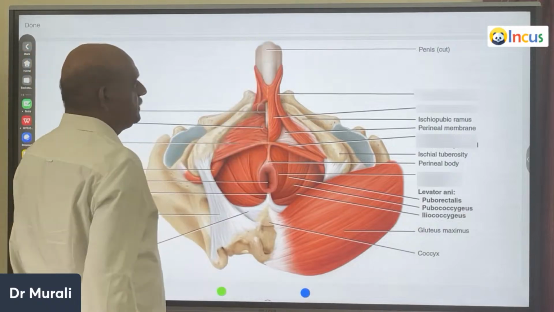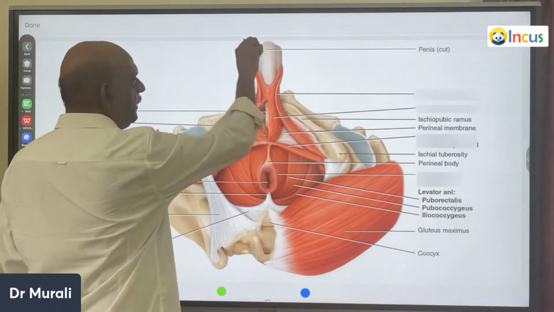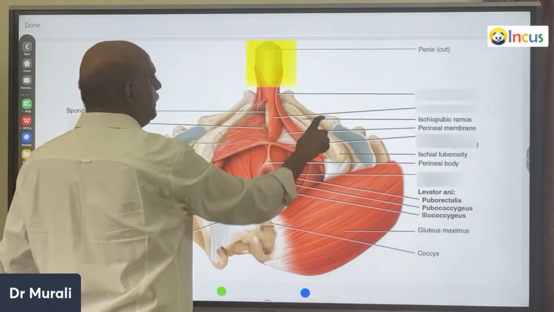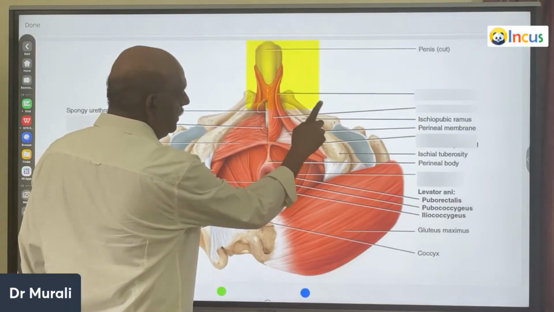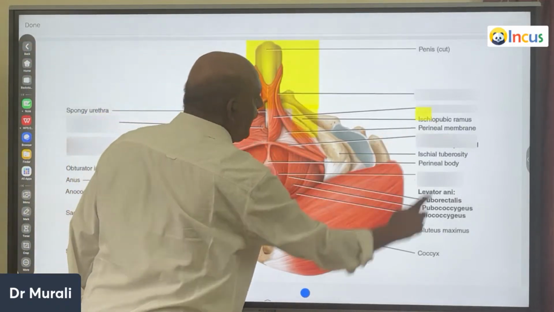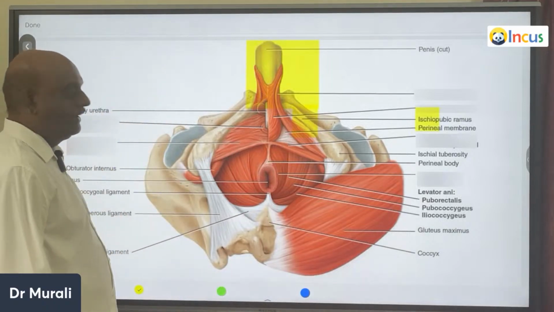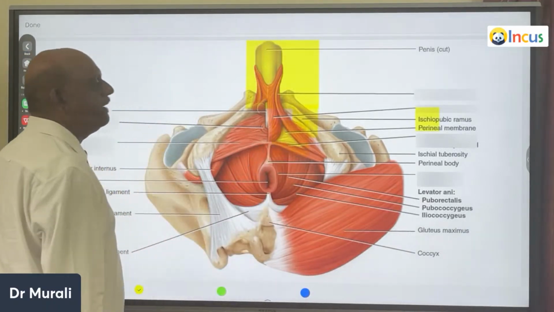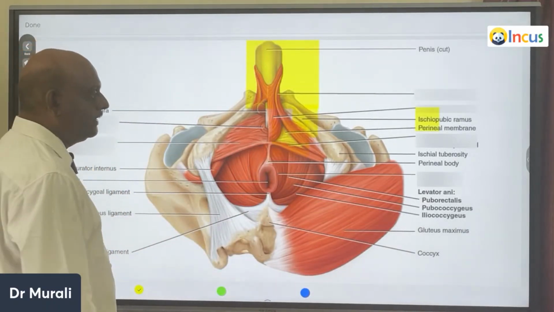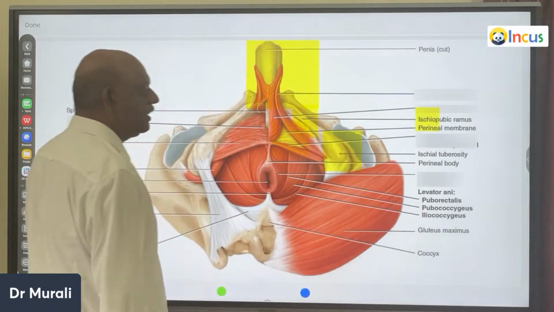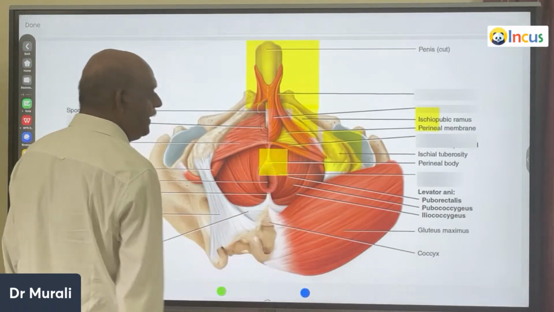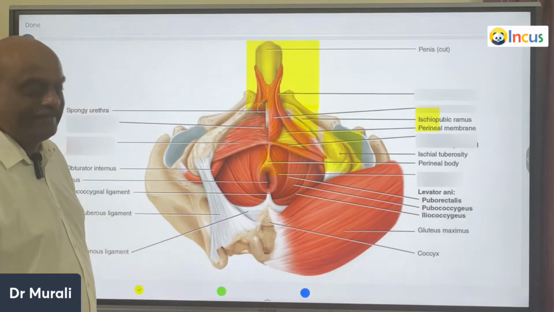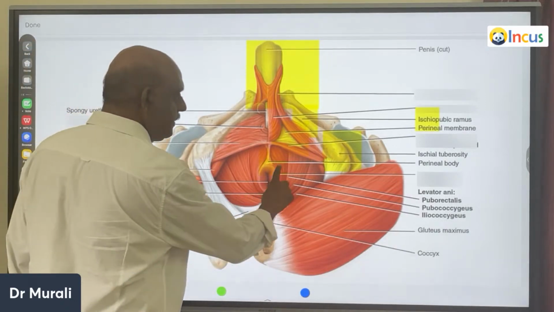So this is the penis, right, doc? Then you have the ischiopubic ramus. Here you have the perineal membrane, and this is called the ischial tuberosity. Then this is called the perineal body. And what is this called, doctor?